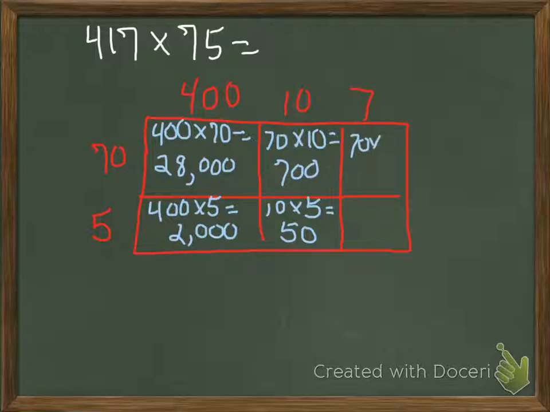Seventy times 7 equals 490. And last, 7 times 5 equals 35. Now there are a lot of partial products here.